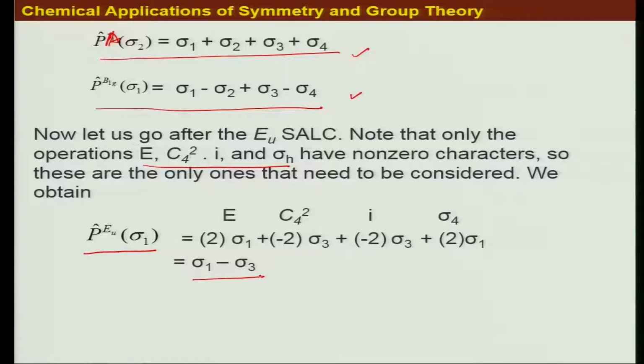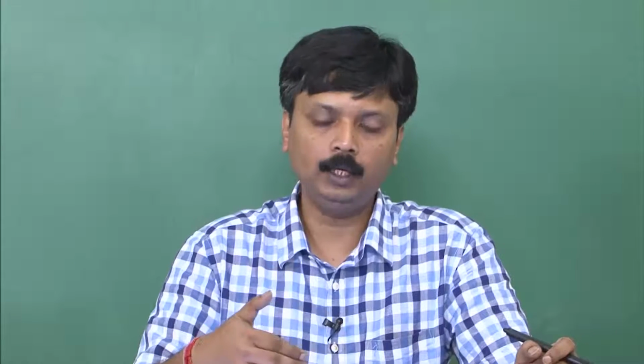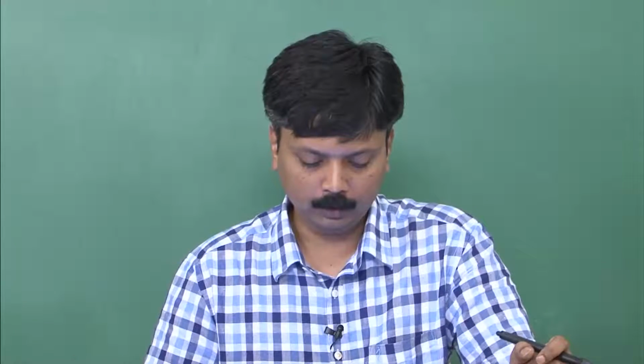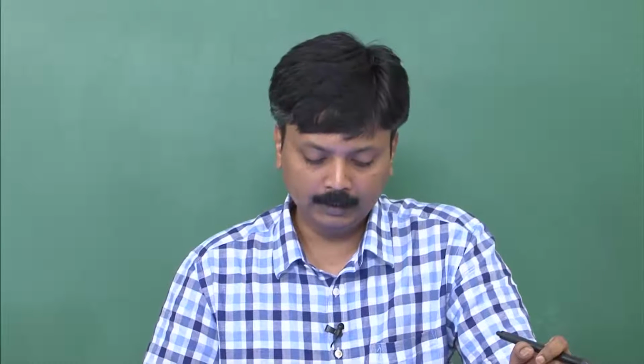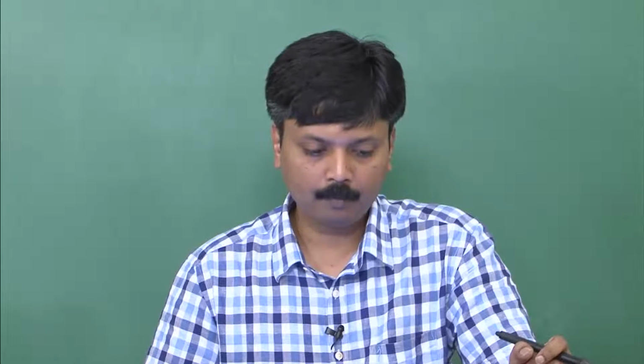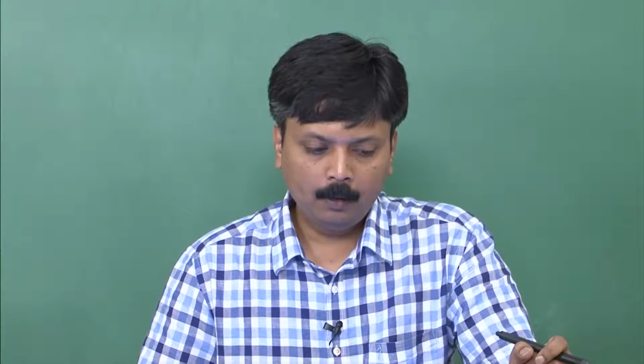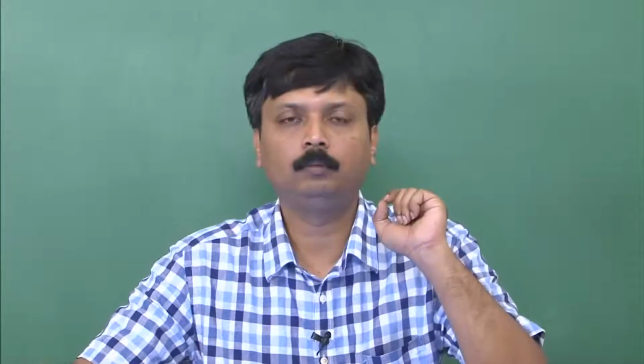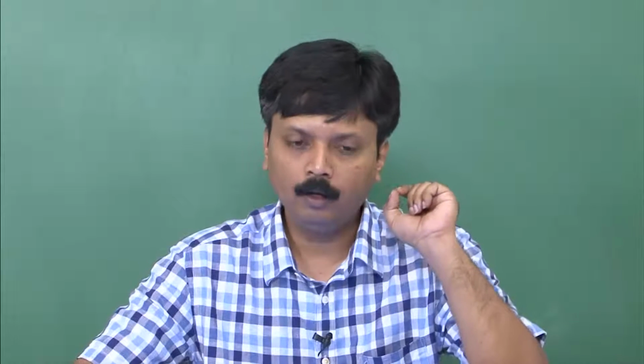sigma 1 minus sigma 3. So here we jumped a few steps, so you can do everything thoroughly and you should be able to come up to this particular point. Okay, that is, the symmetry adapted linear combination is sigma 1 minus sigma 3. Now I got one particular SLC.